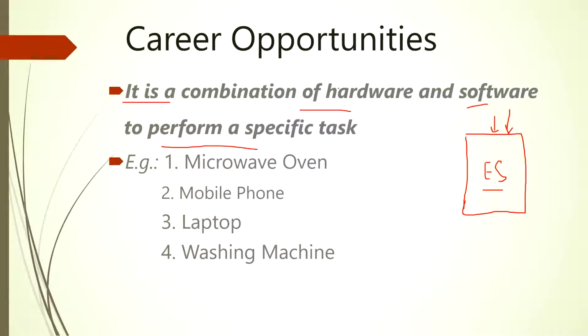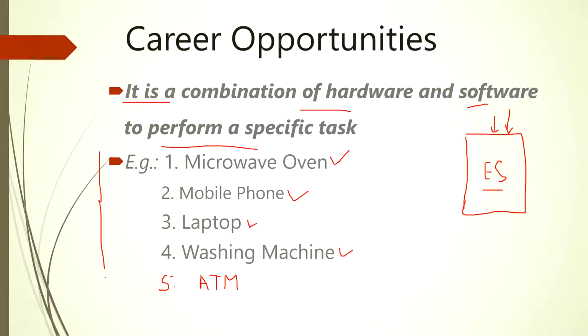So what are the examples? The examples are microwave oven, mobile phone, then we have a laptop, washing machine, and then we have an ATM machine also. So these are all examples of embedded systems.